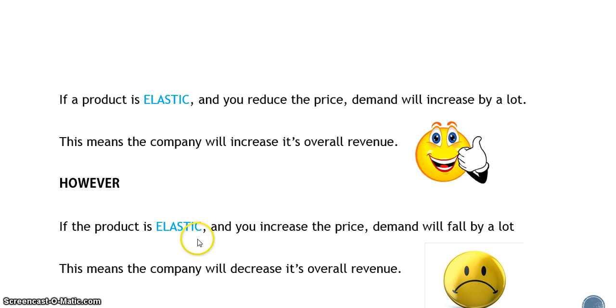However, if it's elastic and you increase the price, that means demand will fall by a lot, and therefore your revenue will go down. So basically, if you're a business and you work out that you have an elastic product, the best thing for you to do would be to drop the price by a little bit. Why? Because if you drop the price, demand will go up by quite a lot, and then you'll make more money. If you've got an elastic product, the worst thing that you can do is increase the price, because that's going to cause demand to fall by a lot and you're going to lose money.